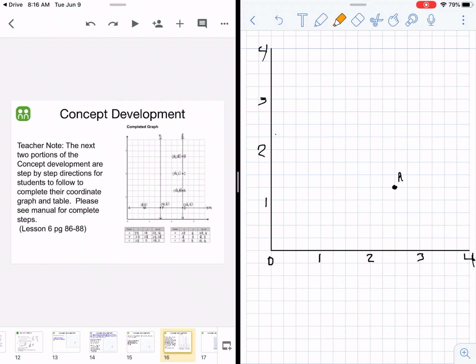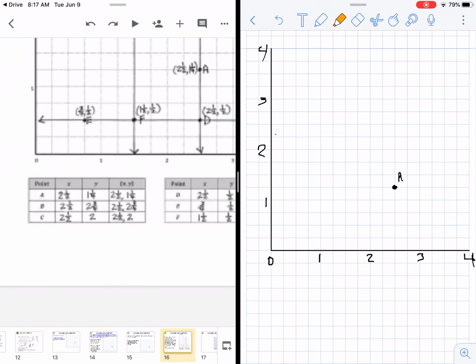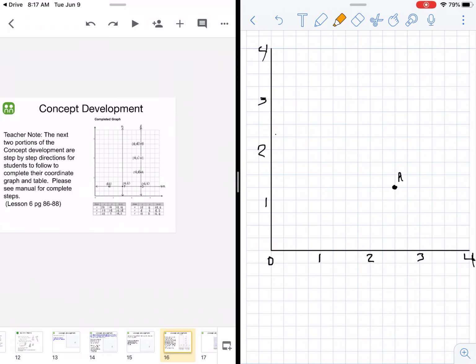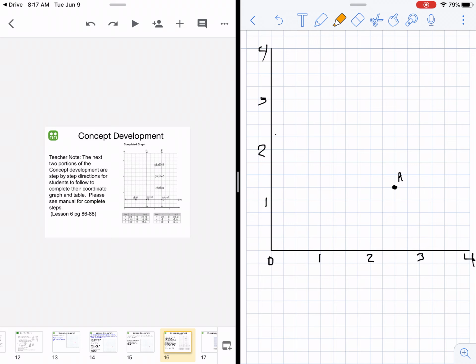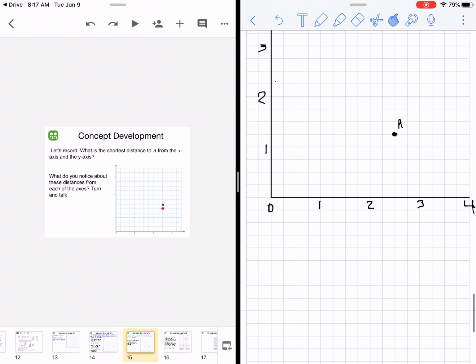The next two portions are step by step. You guys are going to complete these. So you will need a table. Your table is going to read point, X, Y, and then XY. We're going to have 6 points to plot, so you're going to need a table like we did yesterday.